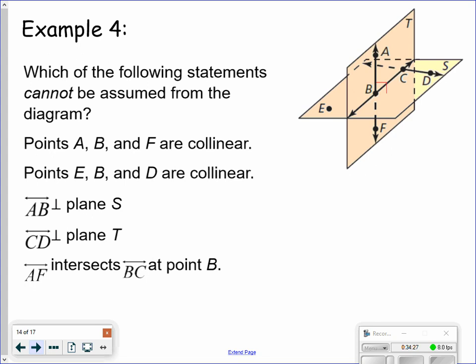So it says, which of the following statements cannot be assumed for the diagram? So looking at this diagram, it says points A, B, and F are collinear. Well, let's look. A, B, F, are they collinear, meaning on the same line? Yes, that's true. You can assume that because they are all on the same line. Okay, points E, B, D are collinear. Well, they could possibly be collinear, but we can't assume that because a line isn't going through it. When you have 3 points, the line actually has to go through it in order to assume that. So you would say false for this one.